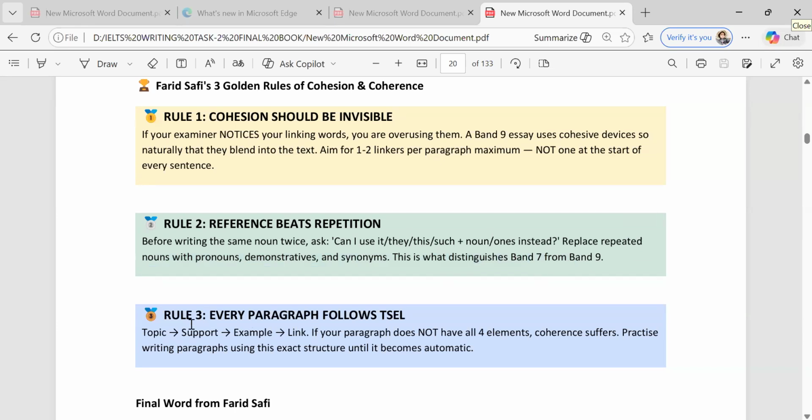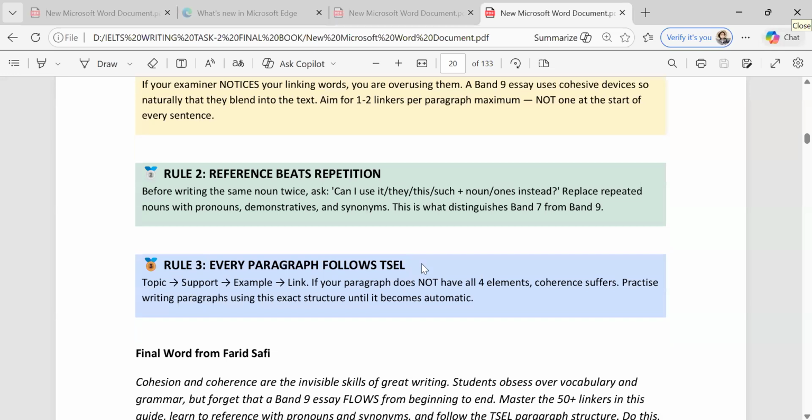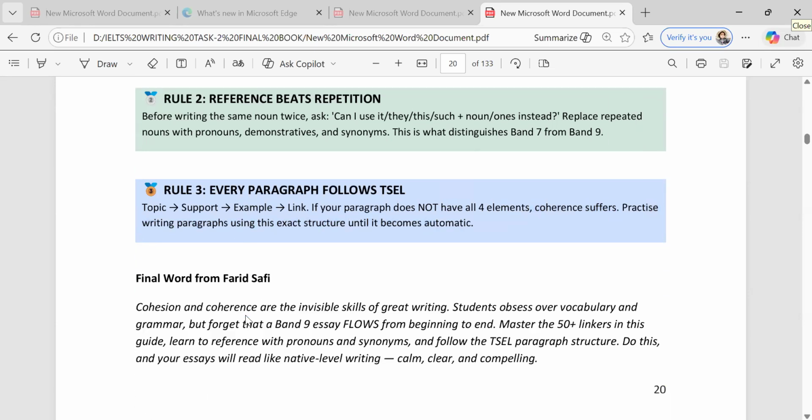And rule number 3, every paragraph follows what? TSEL. TSEL means what? Topic, support, example, and L. Later on, we will study it. If your paragraph does not have all these 4 elements, coherence suffers. So we will study it, inshallah.